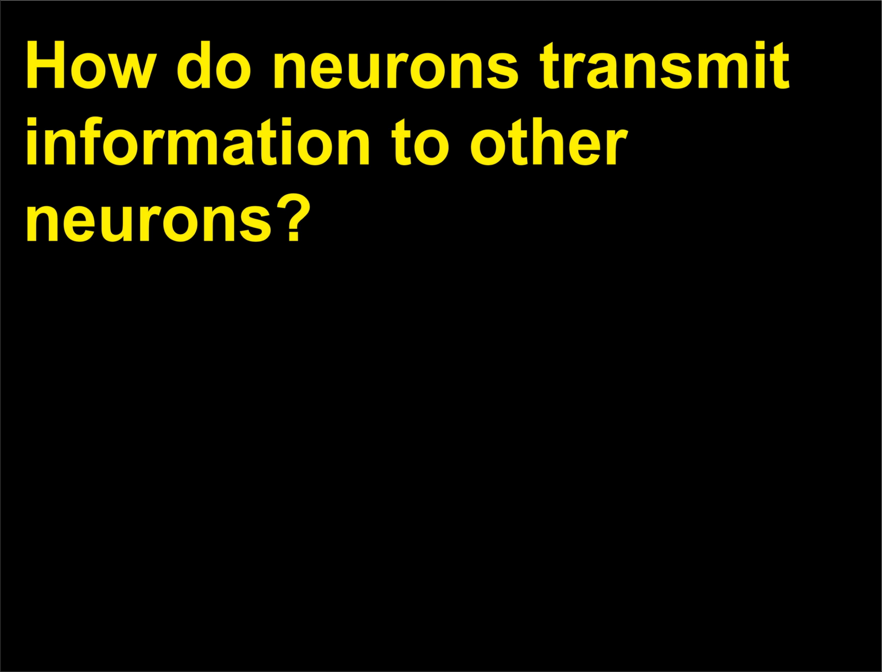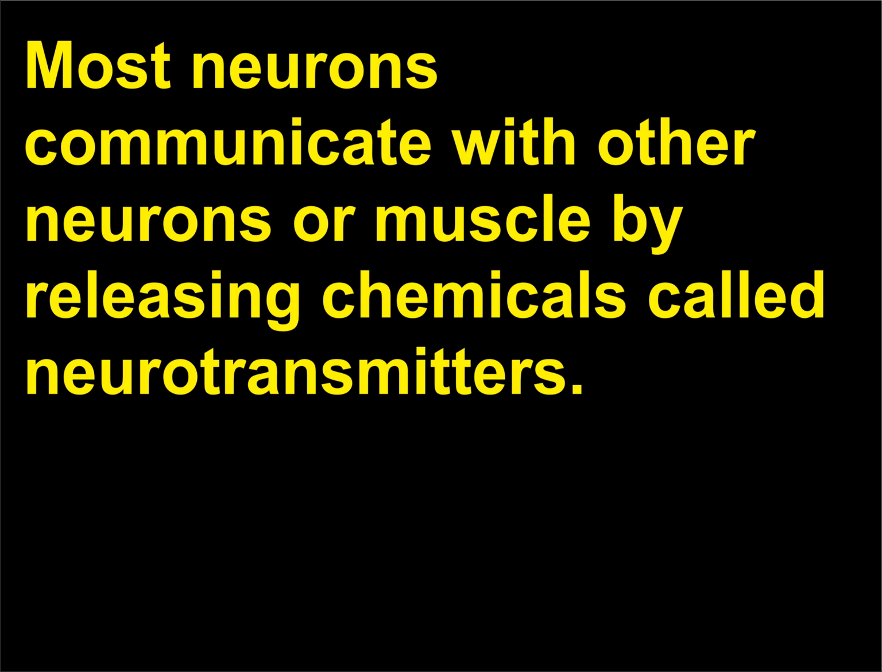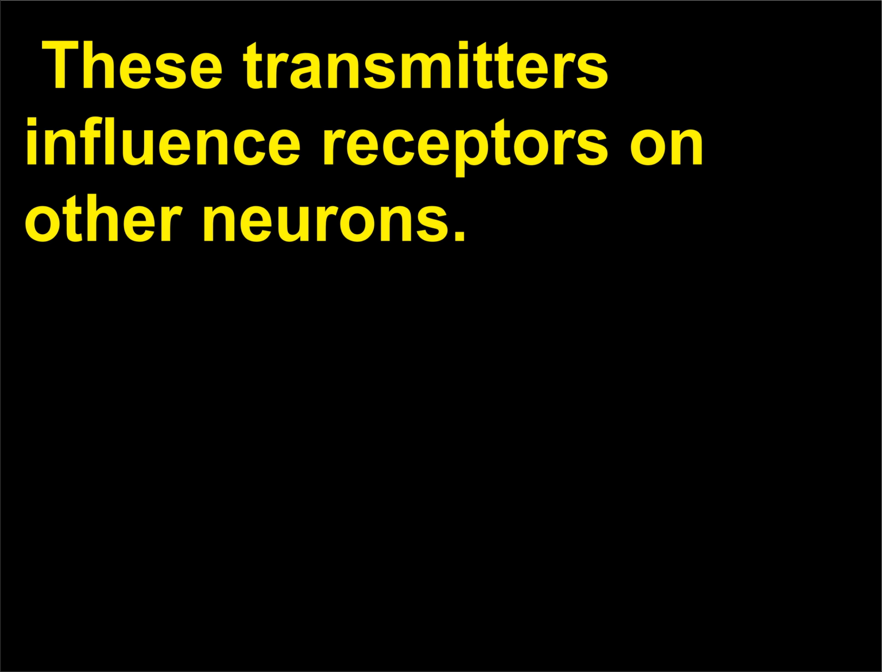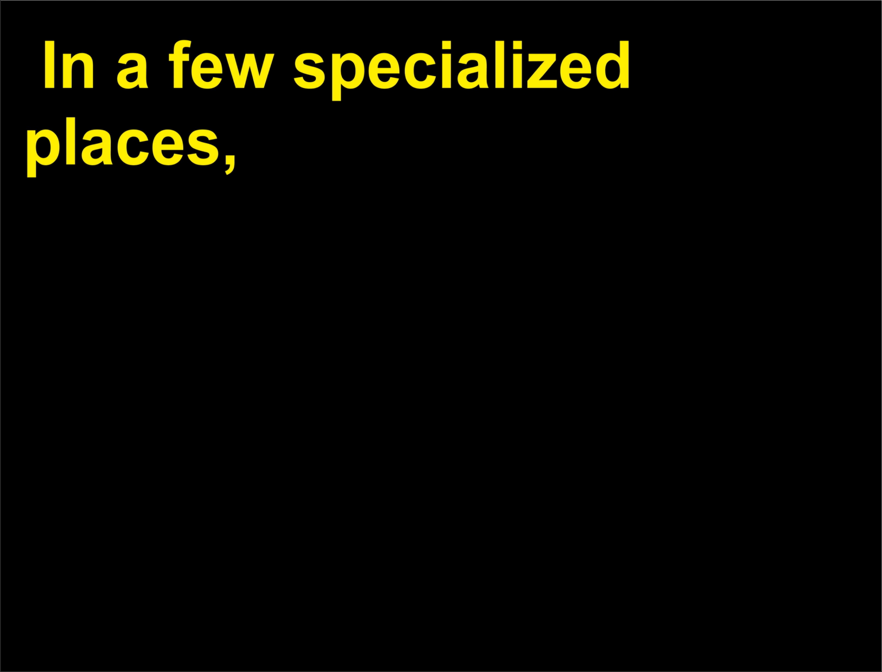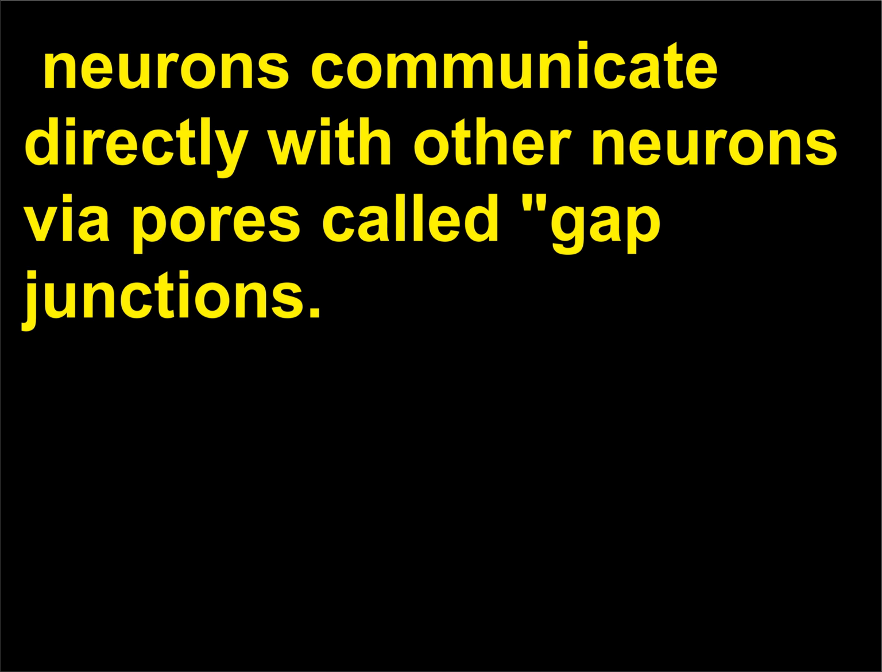How do neurons transmit information to other neurons? Most neurons communicate with other neurons or muscle by releasing chemicals called neurotransmitters. These transmitters influence receptors on other neurons in a few specialized places. Neurons communicate directly with other neurons via pores called gap junctions.